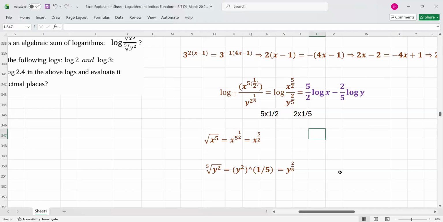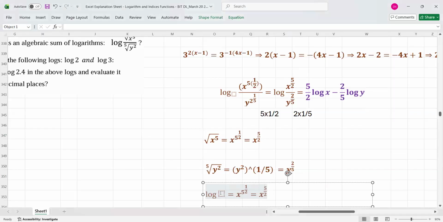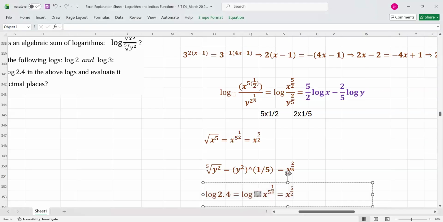When they give you what is log, the question says, what is log 2.4? Any ideas if they give you a problem like this, how are you going to approach it? What is 2.4 in terms of fraction? Change 2.4 to a fraction. What would that be? 24 over 10. Thank you. So that will give you log 24 like this, all divided by log 10.